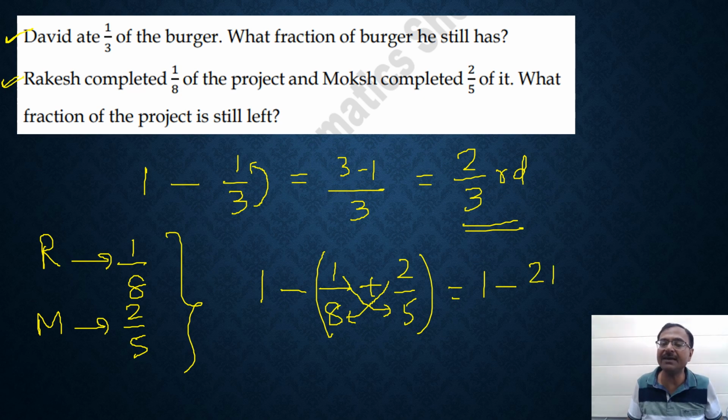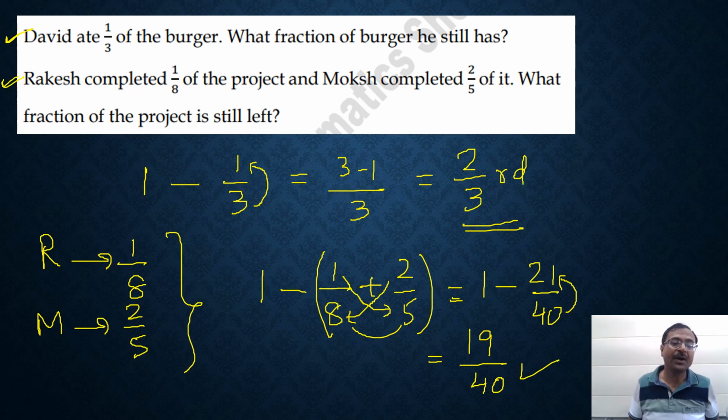16 plus 5 is 21 upon 8 5s are 40. See, I've added two fractions without writing anything in the rough work, and that's amazing, right? Not many students can do that. And likewise here also, 41 minus 20, that's 40. 40 minus 21 is 19, and divide that by 40, you get your answer. That means 19 by 40 fraction of the project is still left.